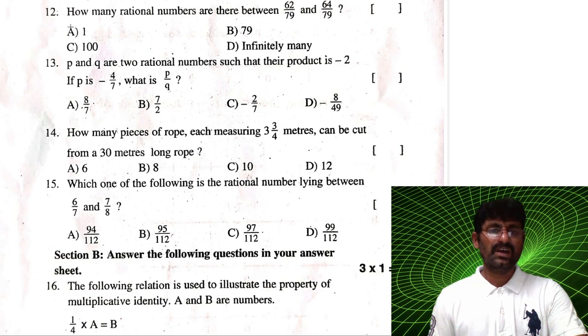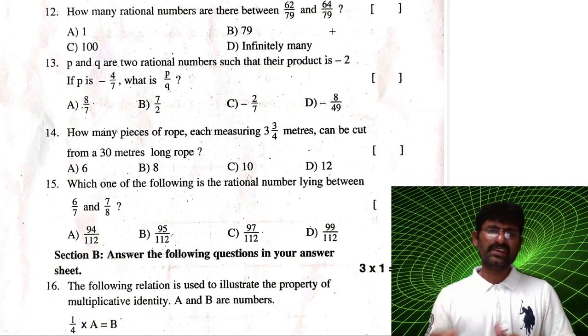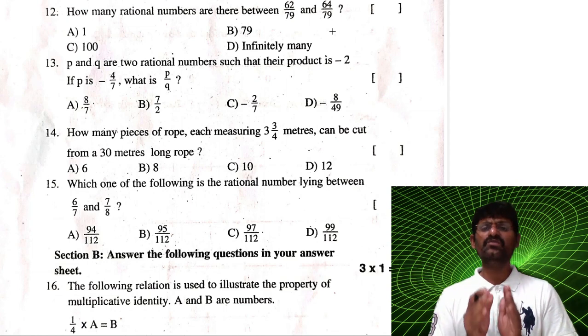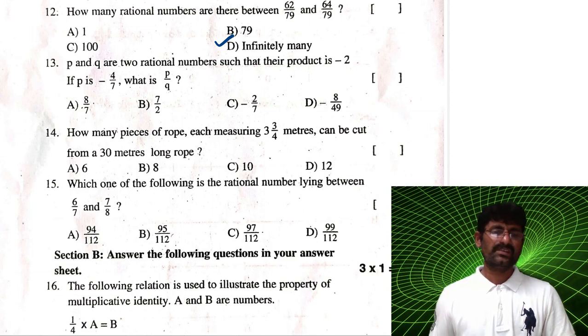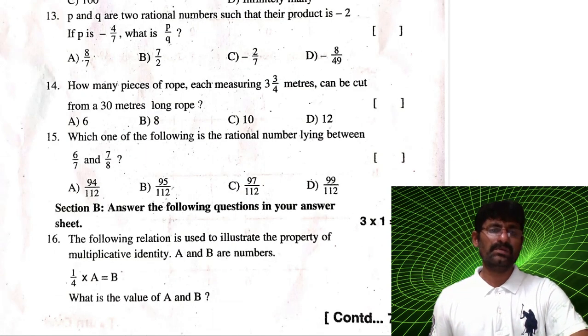12th problem. How many rational numbers are there between 62 by 79 and 64 by 79? If you take any two rational numbers, in between those two rational numbers we have infinitely many rational numbers. So option D is correct in this case. Okay, now let's go to 13th problem.